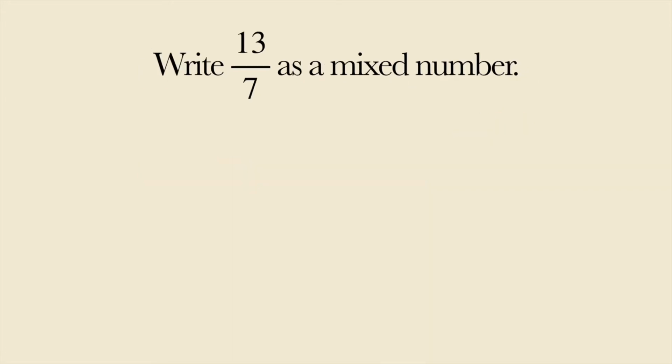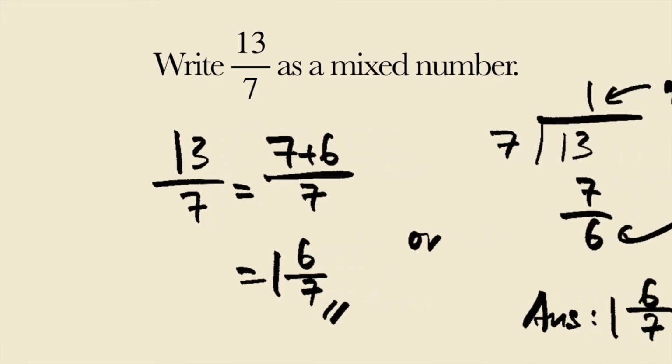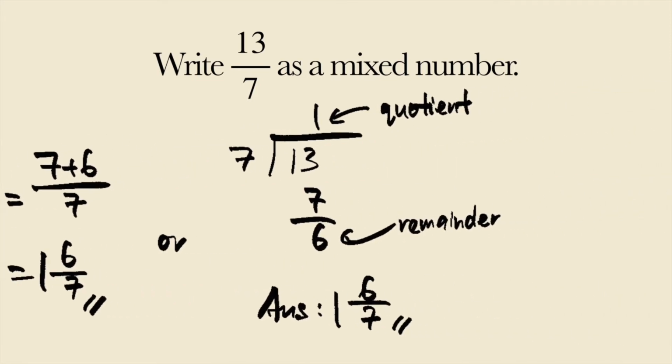Next question. So we have an improper fraction again. So we can either do this, which is 13, split it up into 7 and 6. Why? Because when we divide by 7, this is 1 whole. This is remainder 6 over 7. Alternatively, long division can be used and you should arrive at the same answer.